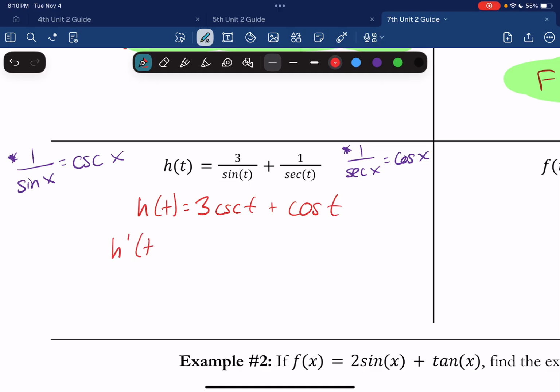So h prime of t, derivative of cosecant is negative cosecant cotangent. So I got negative 3 cosecant t cotangent t, plus then the derivative of cosine is negative sine. So then minus sine t is that derivative.